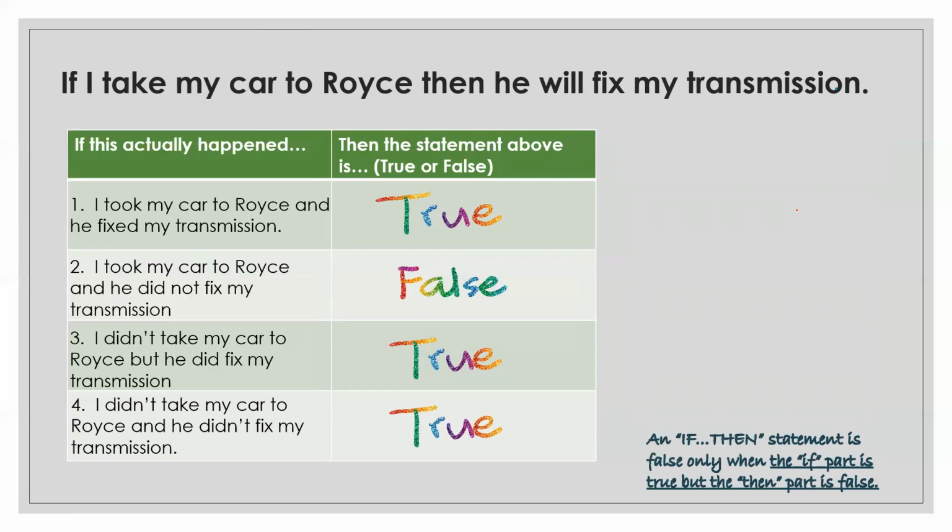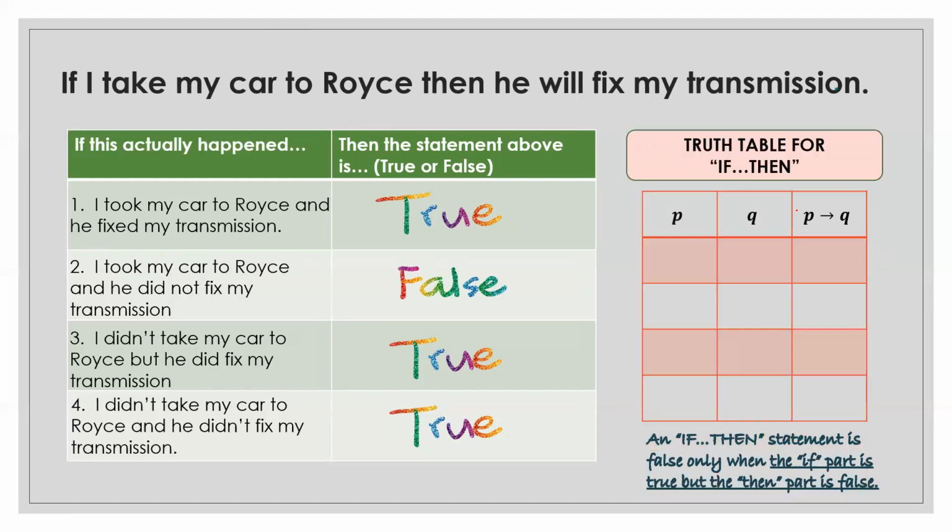So to remember the truth table for this, we would say an if-then statement is false only when the if part is true but the then part is false, okay? The first part, if, is true, but the then part is false, then the if-then statement is false. Otherwise, it's true.